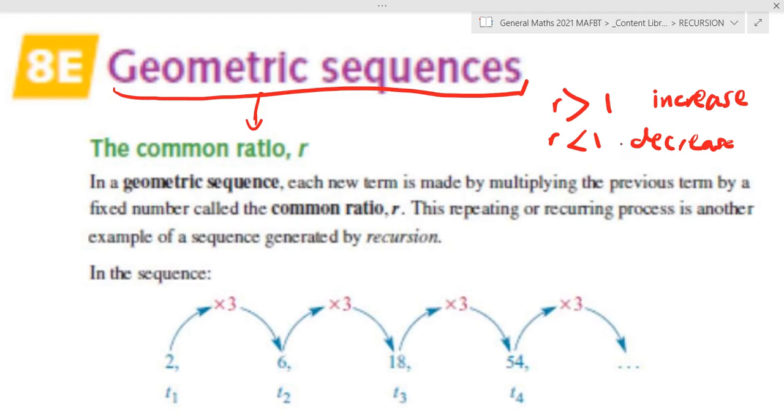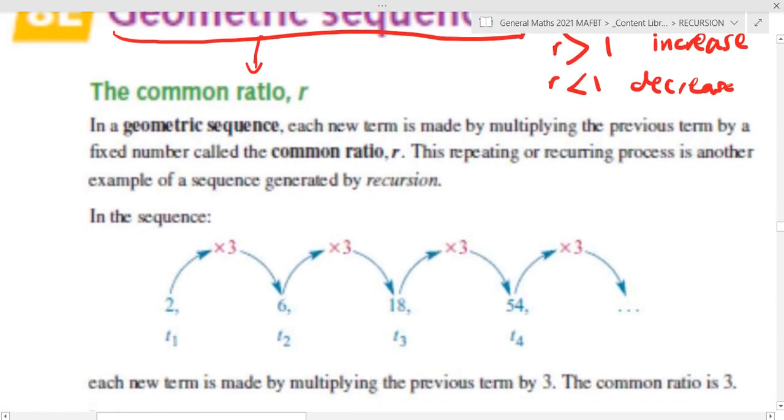So if r is less than 1, it's going to decrease. If r is greater than 1, it's going to increase. So r just means common ratio. And the reason why we do this is because in financial maths, you're going to be using a lot of decimals. So you get used to that. You'll be seeing a lot of decimal numbers in our geometric sequences.